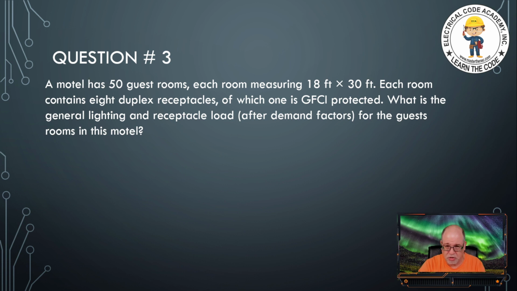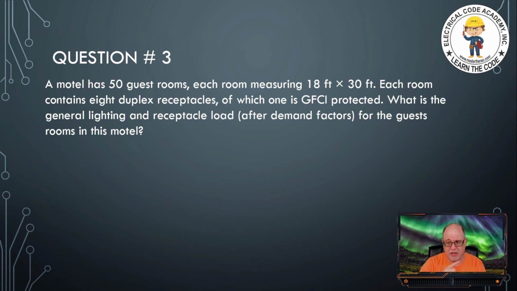So the first thing I want to do is find the square footage for one room. That one room is 18 by 30. So 18 times 30 is 540 square feet. Now we've got 50 of them, so I'm going to take that 540 and multiply it by 50, and that is 27,000 square feet. That's the total square footage we have for these guest rooms in this motel. You can just write that down.